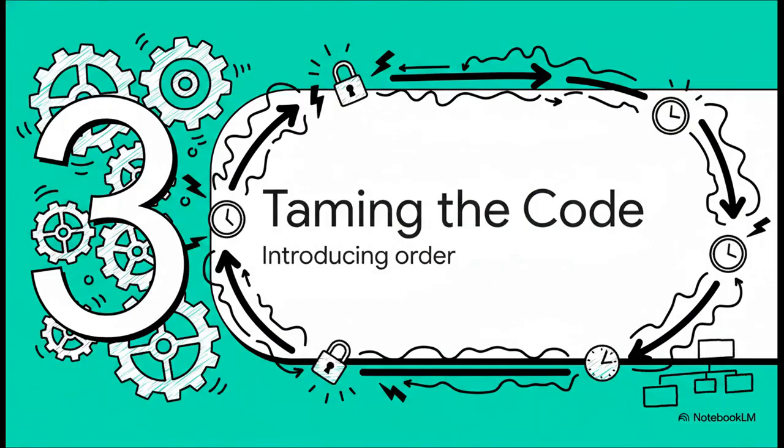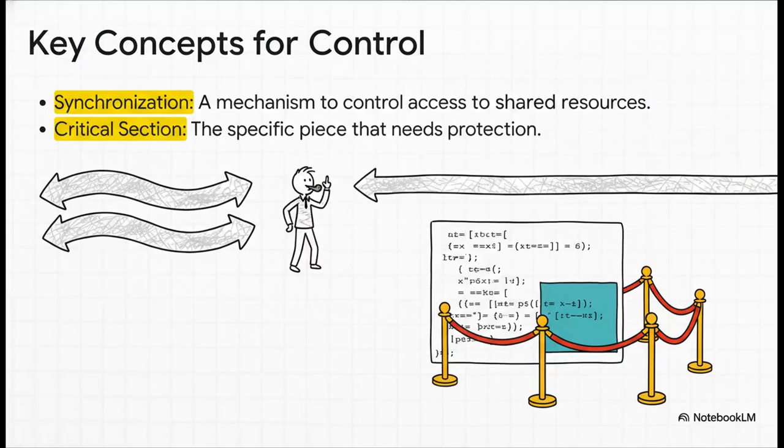Yikes. Okay, so how in the world do we fix this? How do we stop the race? Well, it's time for Taming the Code, where we're going to introduce a little bit of order to all this chaos. So programmers use this powerful concept called synchronization to control who gets to access these shared resources.